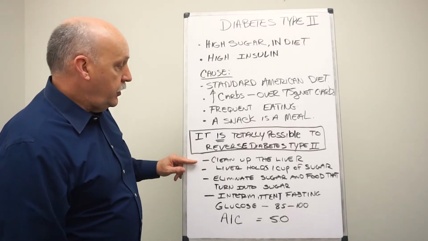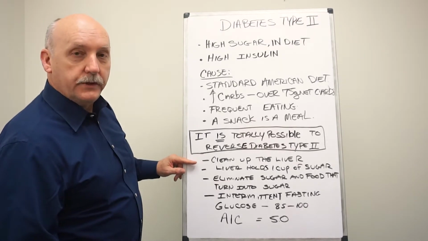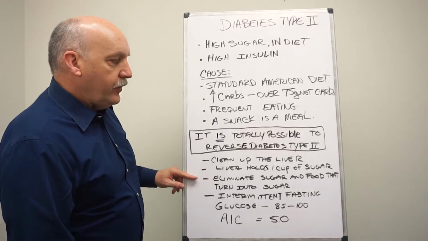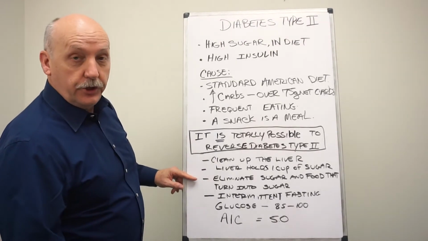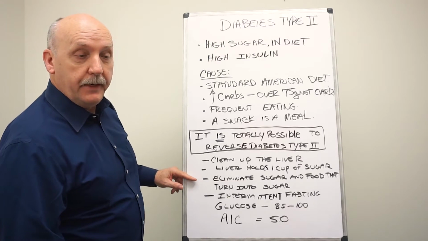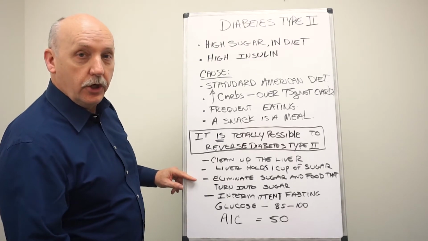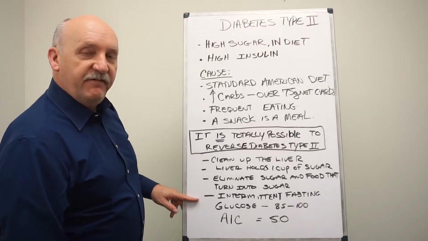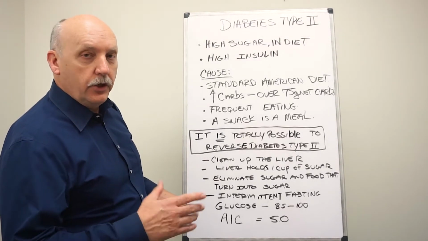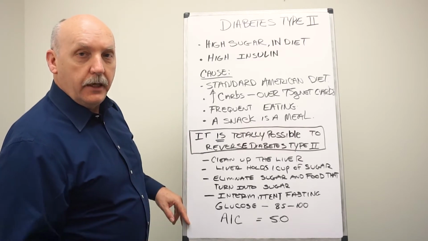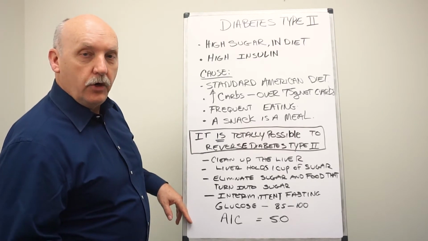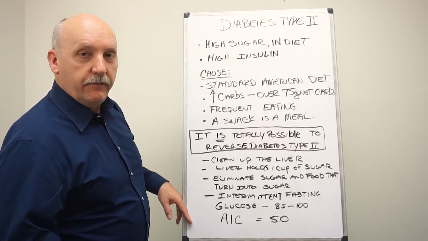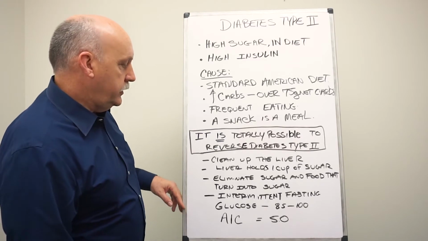Here's a couple of tips. You have to clean up the liver. The liver holds a cup of sugar, and that has to get cleaned up. You have to eliminate sugar and foods that turn into sugar, like carbohydrates, which would be mainly grains. Those turn into sugar. You're going to have to eliminate those or reduce those considerably. Intermittent fasting, where you get up in the morning, you don't eat breakfast, and you only eat lunch. Or maybe you get up in the morning, you don't eat breakfast, you don't eat lunch, and you only eat at supper time. That's a water fast. Intermittent fasting is what you would do.